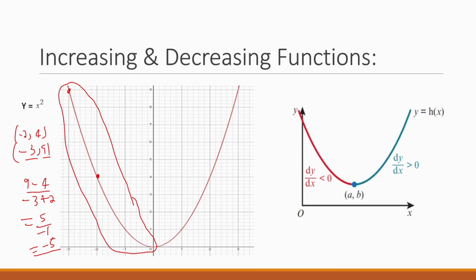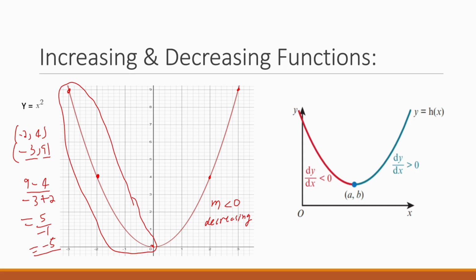So from this you know that it is a decreasing function till here, and then after that you can also take any 2 points, for example 2, 4 and 3, 9, and do the same process. You will get the gradient as positive 5, which is greater than 0. So from these two facts you can conclude that if m is less than 0, it will be a decreasing function, and the opposite is also true. If m is greater than 0, it will be an increasing function. And as you already know, m is equal to dy over dx.